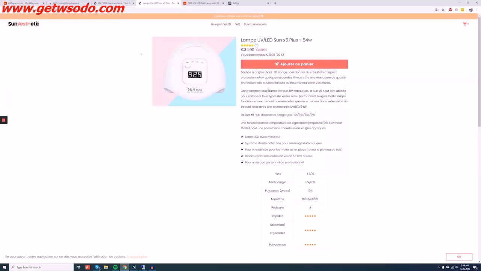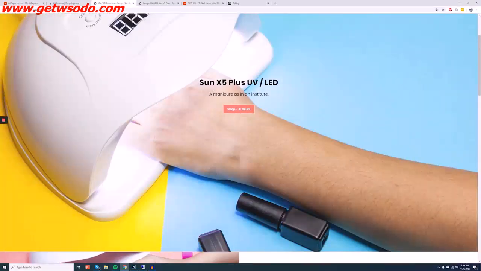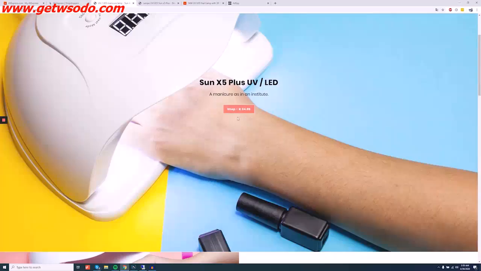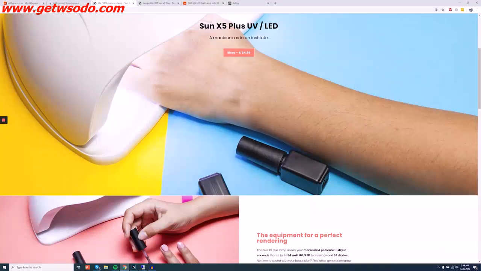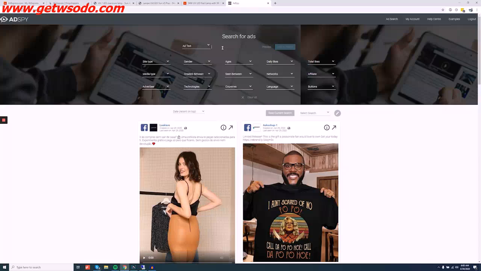So the next thing I want to do now is go into AdSpy and start looking for advertisements or competitor advertisements to get an idea of what kind of marketing angle I could use to sell this product. So let's first try to figure out what to look for on AdSpy. So nail lamp. I'm not exactly sure if people are going to call this a nail lamp, but let's go into AdSpy over here and type in nail lamp.